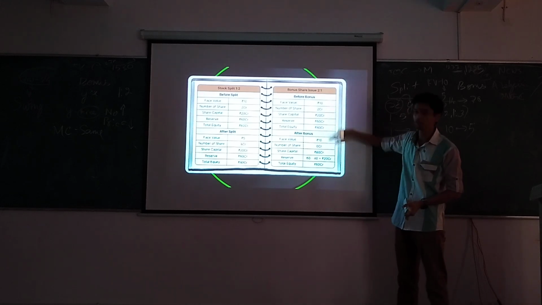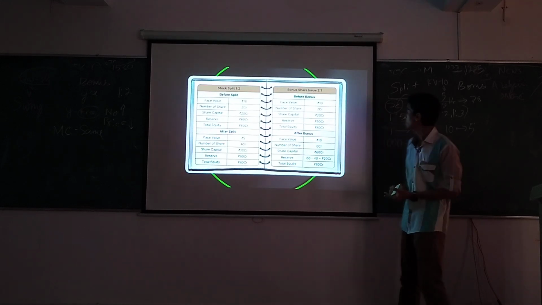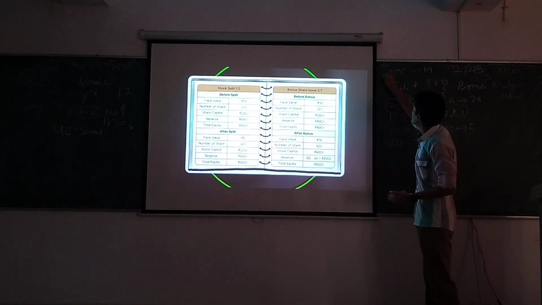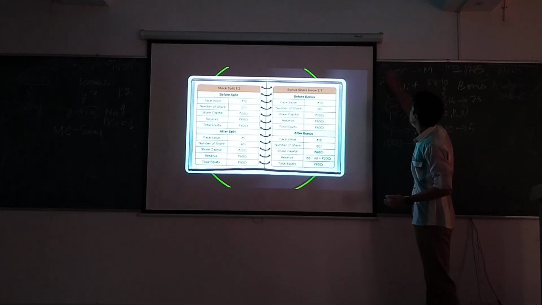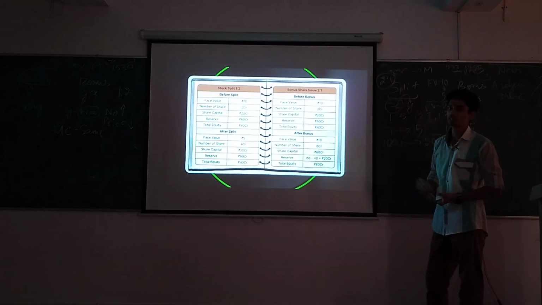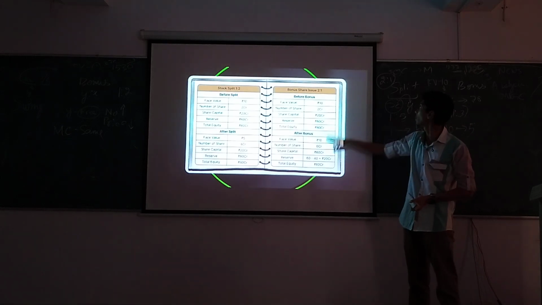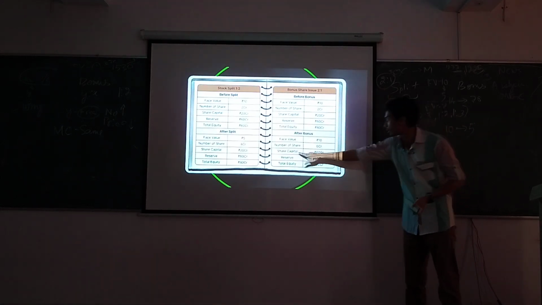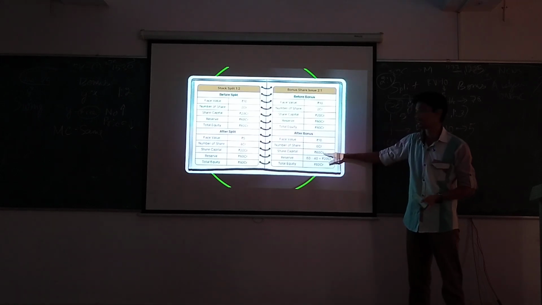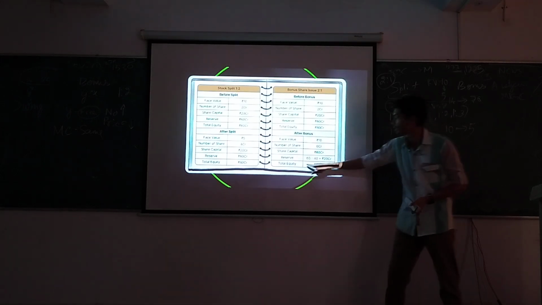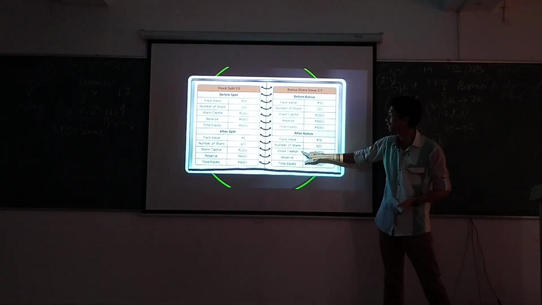In bonus, face value remains same. This is a 2:1 ratio bonus. So for every 2 crore shares, extra 4 crores are added, which becomes 6 crore shares. But share capital is 60 crore. This is not the market cap. This is the market cap. This is the share capital.